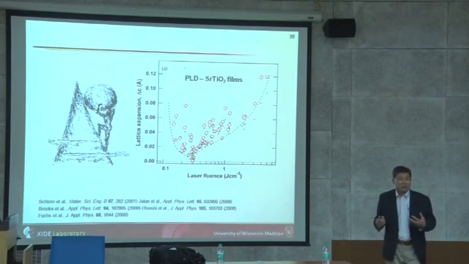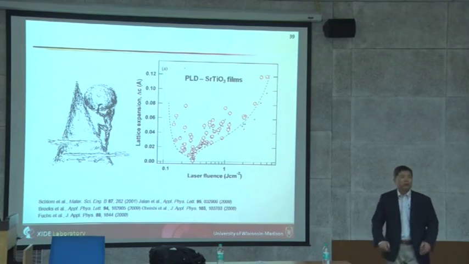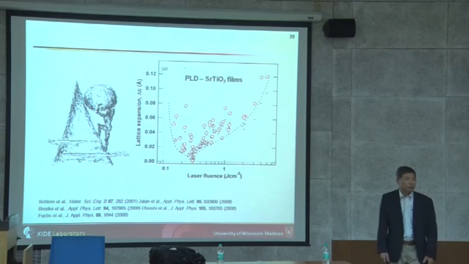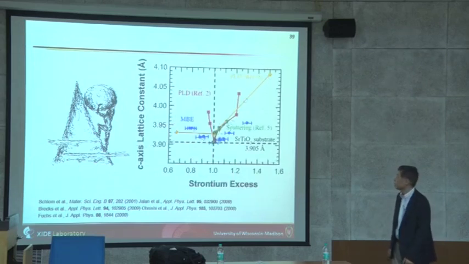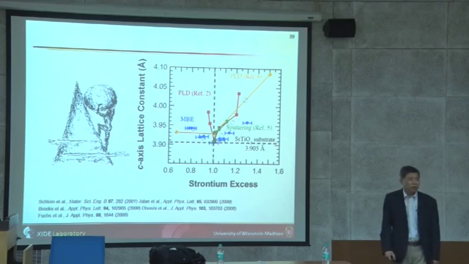So that means it is almost impossible to achieve perfect stoichiometry with this method. You have to use a totally different way of thinking. And this is the technique shown, MBE and then PLD, sputtering, with the same kind of cusp shape.